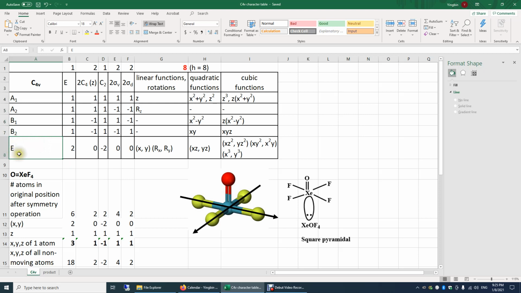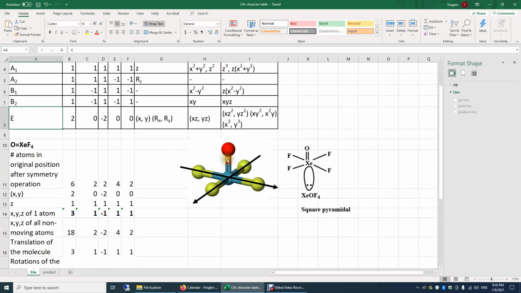Now this one is kind of different from A1, A2, B1, B2. This is because over here we are looking at double degeneracy. That means the translations along the X and Y directions are degenerate. The rotations about the X-axis and the Y-axis are doubly degenerate. So now let's look at the symmetry operations on this molecule.